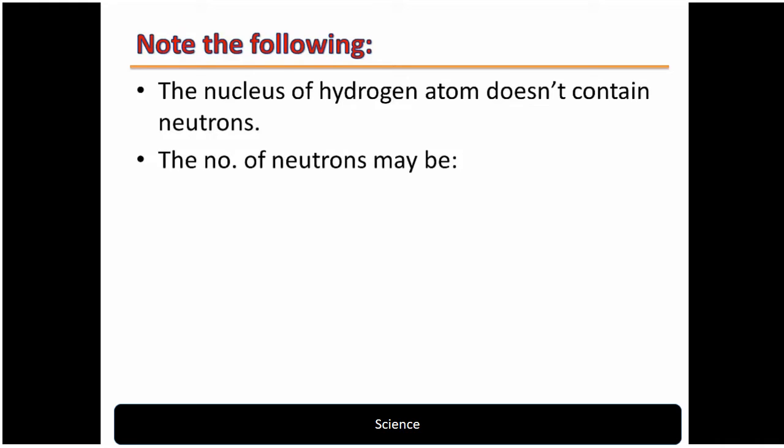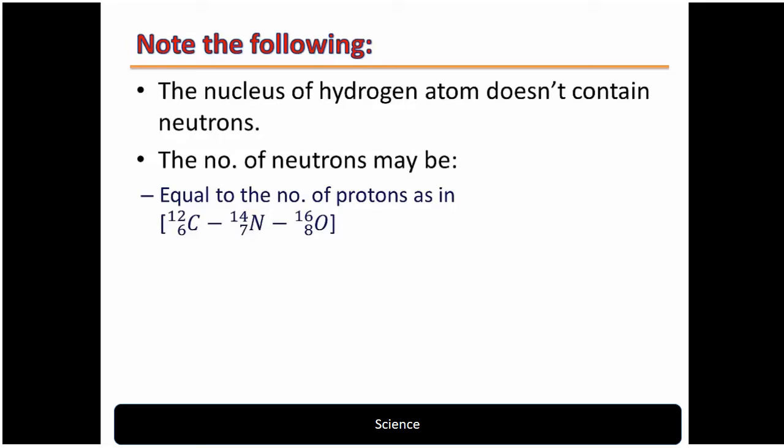The number of neutrons may be equal to the number of protons, as in the case of carbon 6, 12, nitrogen 7, 14, oxygen 8, 16. The number of protons in carbon is 6, and the number of neutrons also equals 6. The number of protons in nitrogen is 7. The number of neutrons is 14 minus 7, also 7. The number of protons in oxygen is 8. The number of neutrons in oxygen is 16 minus 8, also 8.